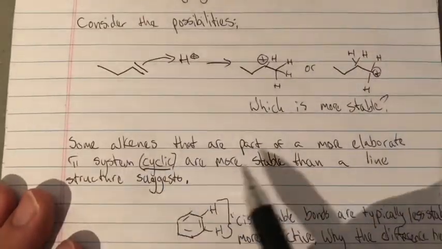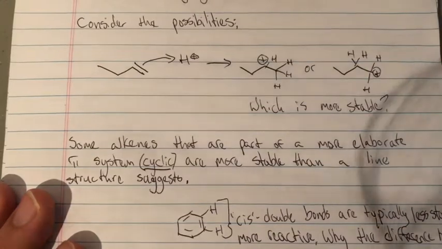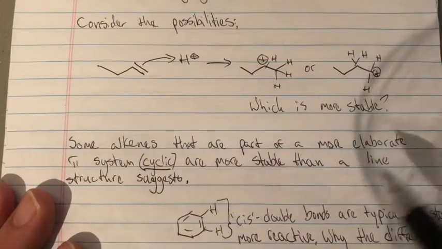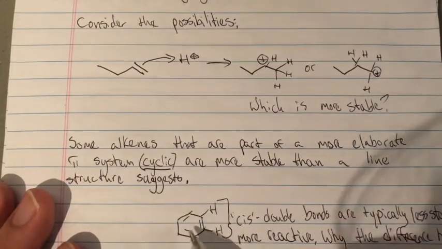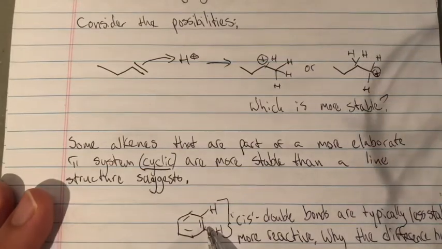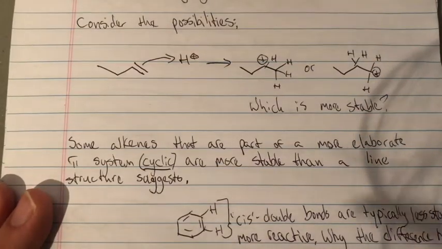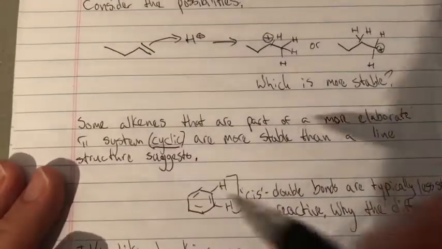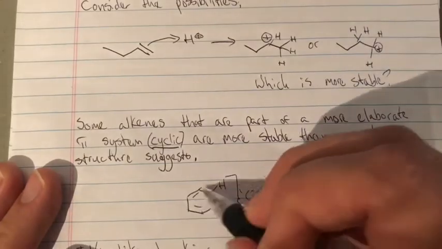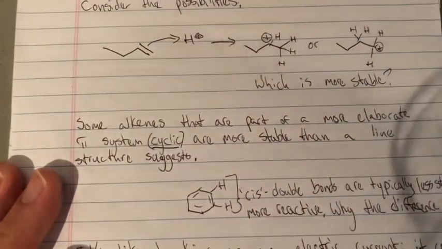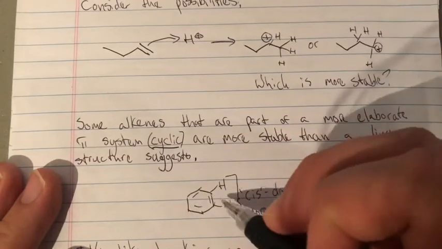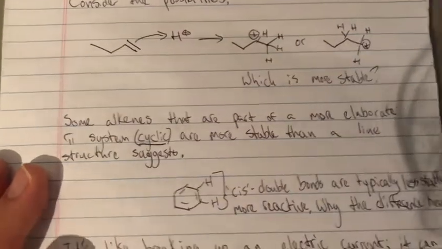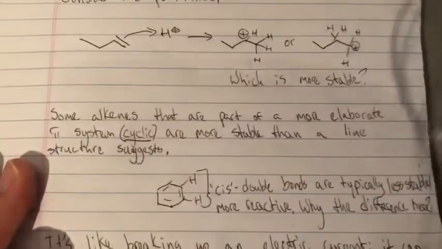Some alkenes that are part of a more elaborate pi system, in other words something that's cyclic, are going to be more stable than a line structure suggests. Right here, it does look like a cis double bond. However, we typically think of cis double bonds as not being very stable, i.e. somewhat reactive. In this particular case, these pi bonds are going to be constantly circling about. Resonance is really keeping these pi electrons from going off the ranch, so to speak. Off the reservation, whatever.